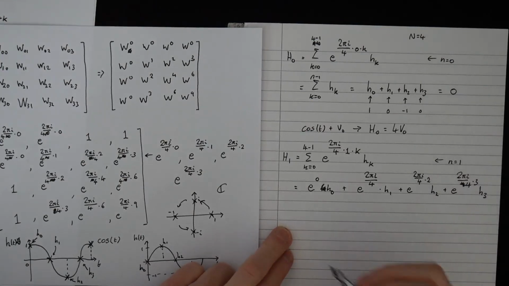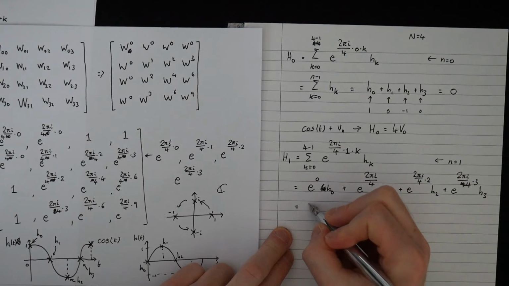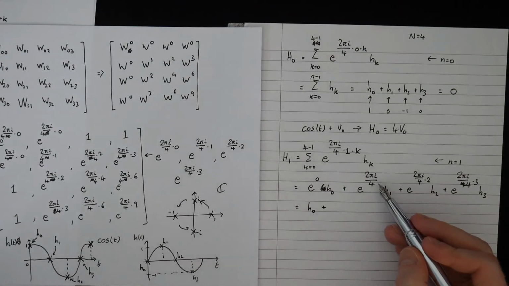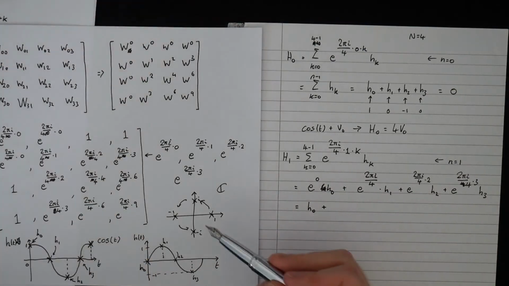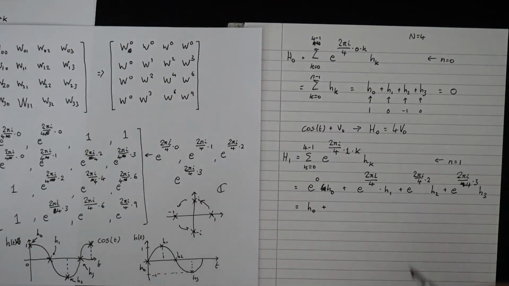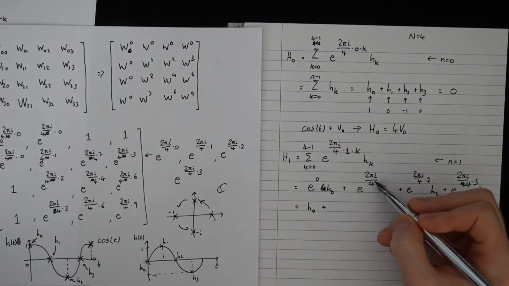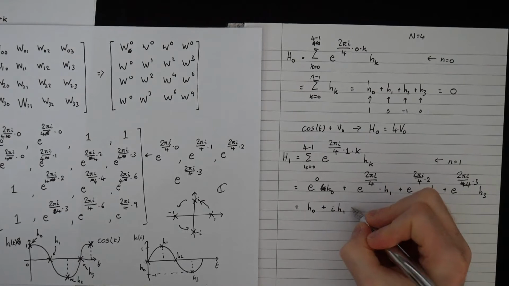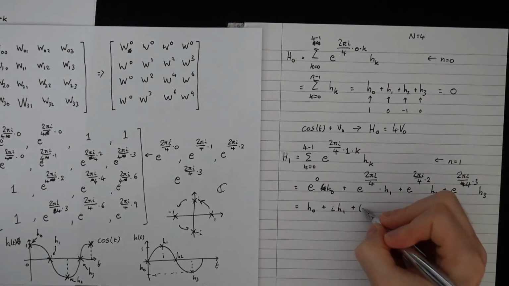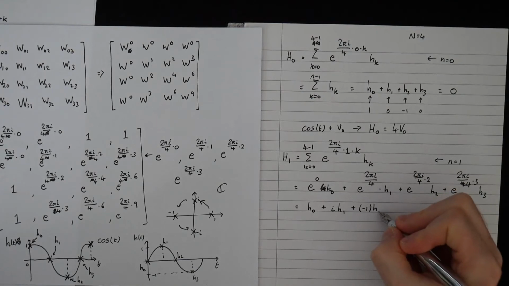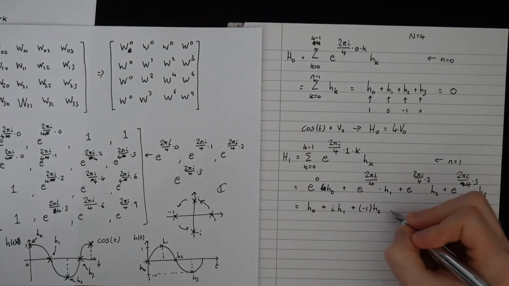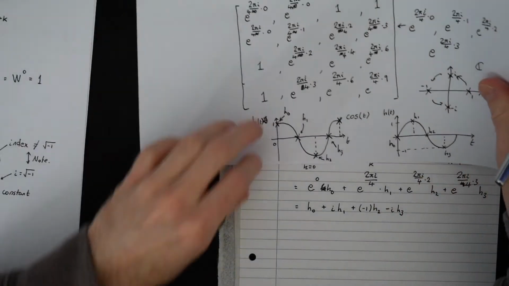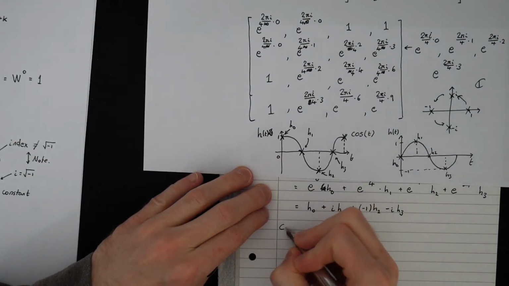So is it more obvious why it's an average now? We've got 1 times h0, which is just h0, plus, this is just on the clock, this value here, i, because we have e to the pi by 2 i. So we have h0 plus i h1 minus 1 h2 minus i h3.